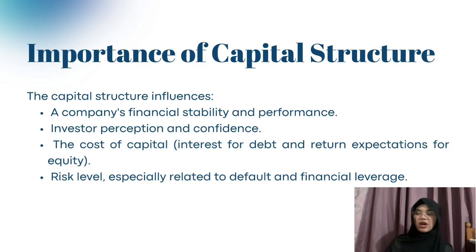The third one is the cost of capital or interest for debt and return expectation for equity. Kasi 'di ba, ang utang or yung debt may interest talaga. While ang equity naman is may expected return. So kung maayos ang capital structure or balance siya, nababawasan ng overall cost ng funding na nakakatulong sa kita or income ng company. And lastly, the fourth one is ang risk level, especially related to default and financial leverage. Kasi as you can see, mas mataas ang risk kapag marami ang utang. Kaya importanteng balansehin ang debt at equity para kontrolado yung financial risk ng isang kumpanya.